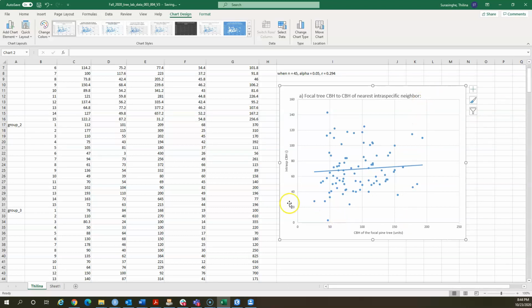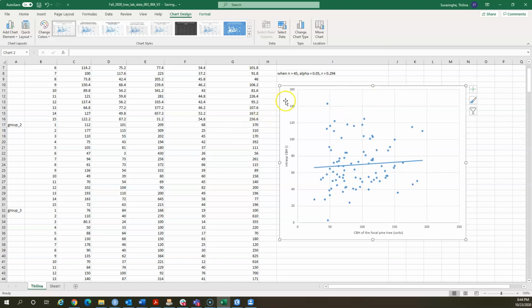There are still certain problems with that. You can think about what else is missing over here. You don't have to have a legend because it's just one graph, one data set, and I don't like this caption. So when you copy and paste this into your worksheet, get rid of this and add a meaningful caption. So I know I'm looking at focal tree CBH and CBH of the nearest intraspecific neighbor. I'm going to just copy that content and delete the rest of it.